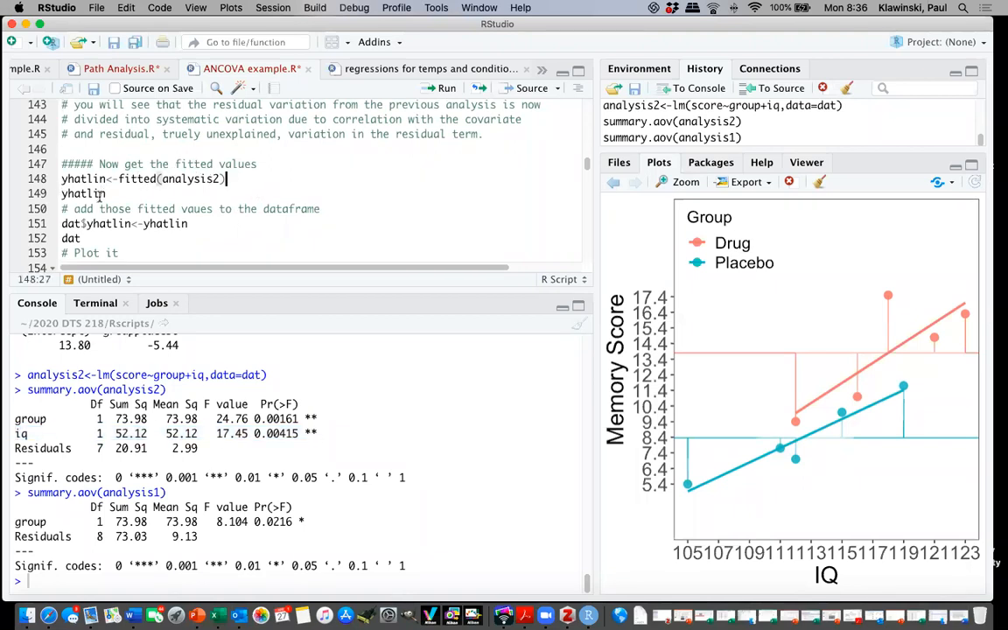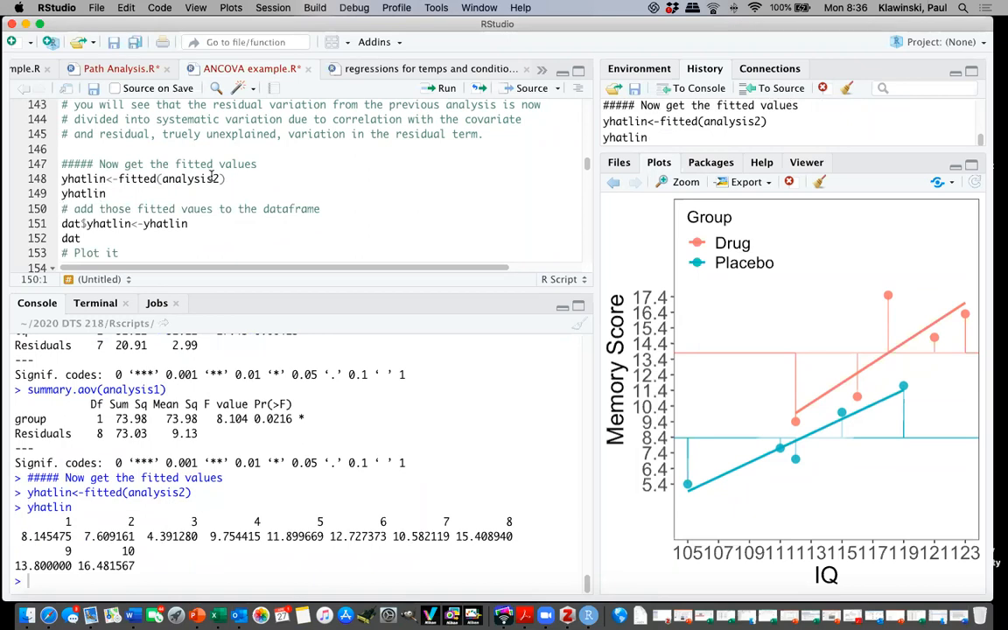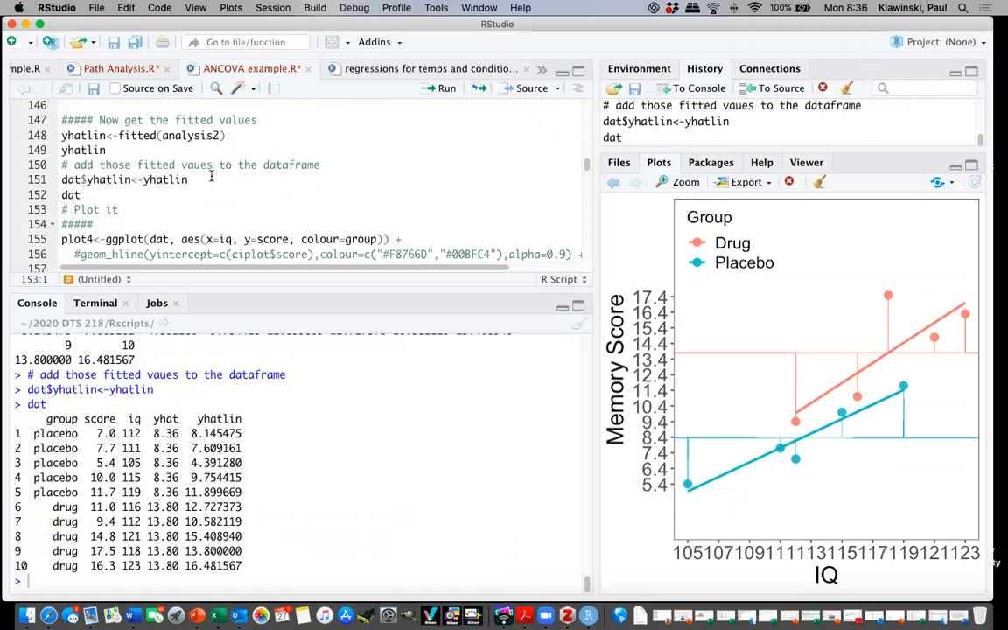Well, we could get fitted values. We can get the average values for analysis 2 in the same way that we've done it before. We can add those to our data frame. And now you see that these fitted values vary. Instead of y hat where they were all the same, y hat line basically has them varying with the correlation. So depending on what your value of IQ is, you have a lower predicted value than you would if your IQ is higher, where you have a higher predicted value because it's taking into account the linear regression.